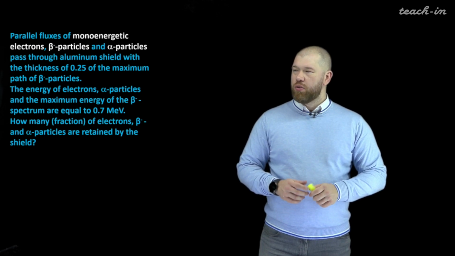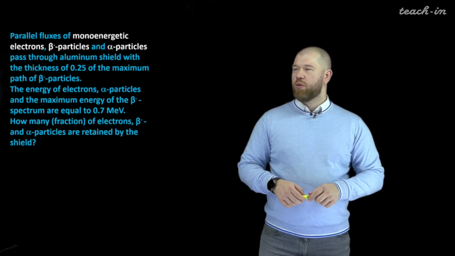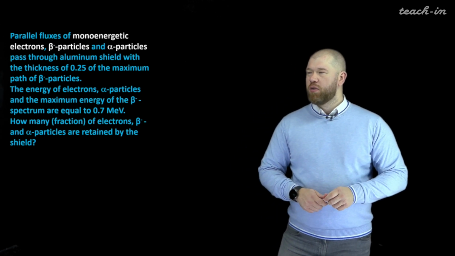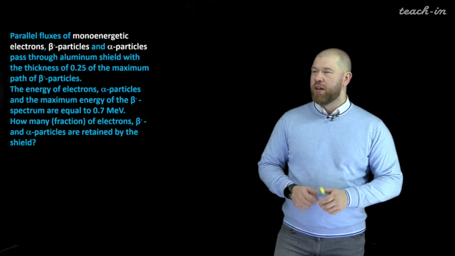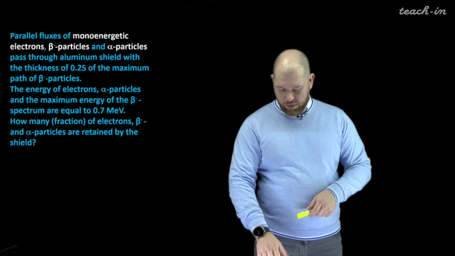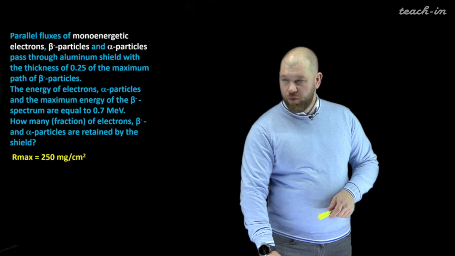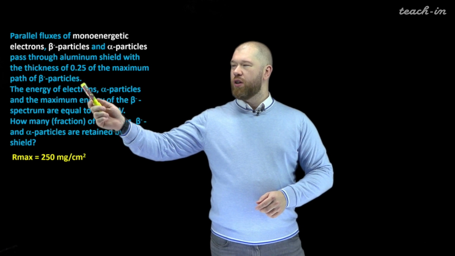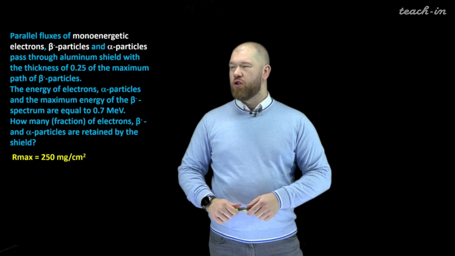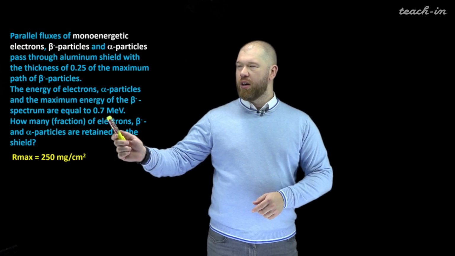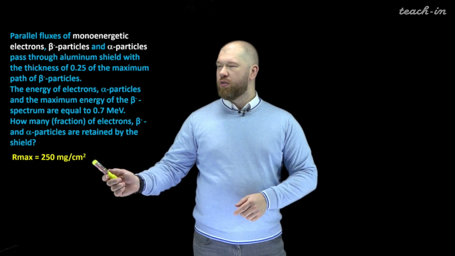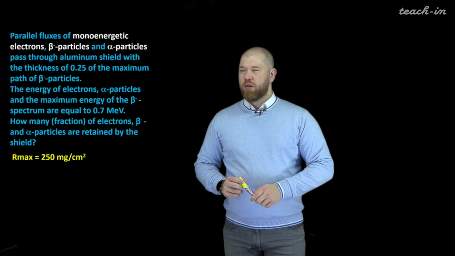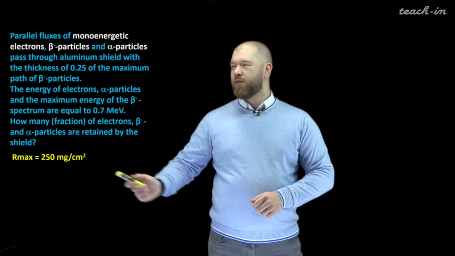The energy of electrons, alpha particles, and the maximum energy of the beta particles are equal to 0.7 mega electron volts. The question is what fraction of these particles is retained by the shield. For this we have to calculate how many particles will go through the shield, and as we are given information about the maximum range of the beta particles, we have to know this range. For an energy of 0.7 mega electron volt, the maximum range is 250 milligram per squared centimeter.